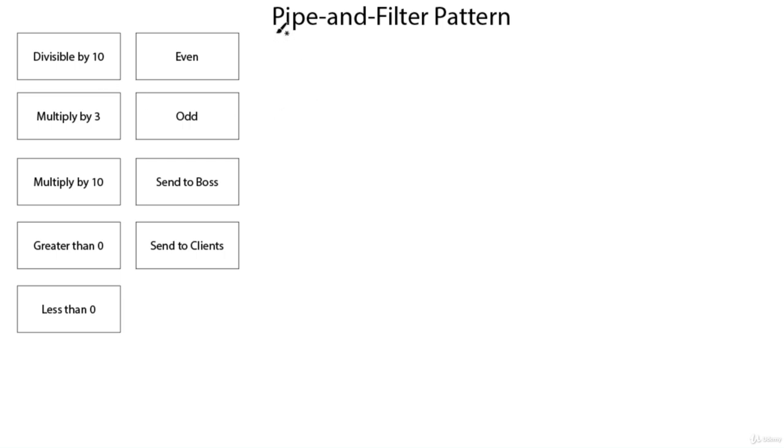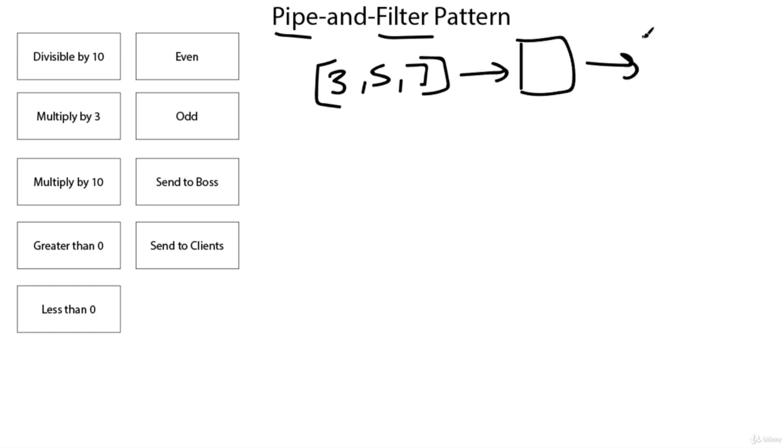The first one, like I said, is the pipe and filter pattern. The pipes are the connections of data, and the filters are things like these: divisible by 10, even, odd. So for example, if we had a little data set of 3, 5, 7, we could send it to our first filter, our second filter, and then maybe that's the output. So this right here is the pipe, and these right here are the filters.